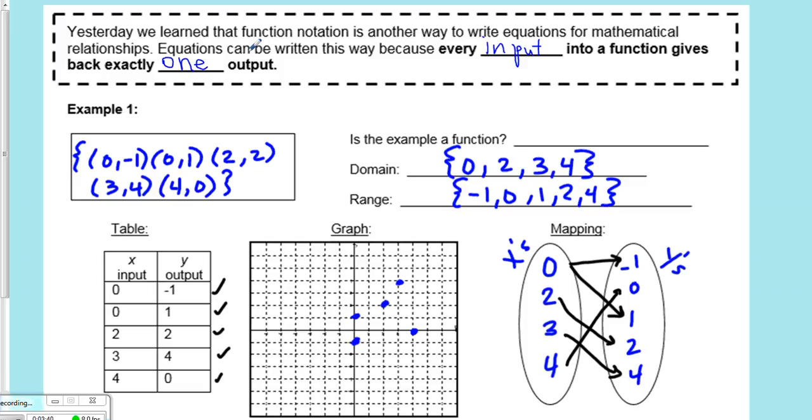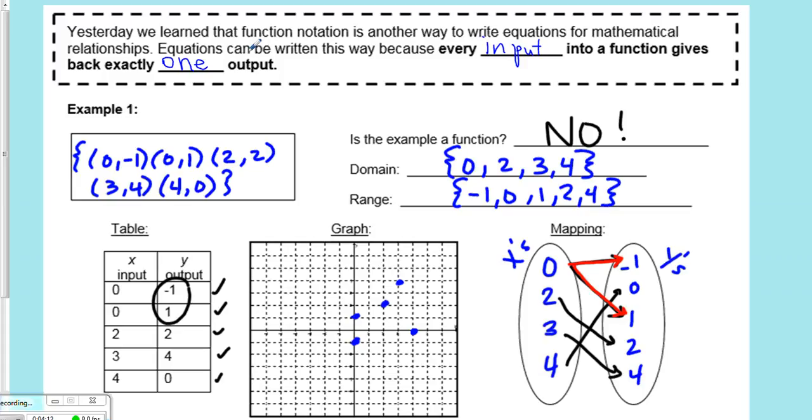But now, if I say my input is 0, what does your answer become? This one is harder to tell because we have two answers here, right? We have negative 1 and 1 as potential answers. We don't want that. Okay? That right there is what tells me this is not a function. Because the input of 0 gives me two outputs. I feel like this is easiest to see in the mapping. Okay? I can see right here that Mr. 0 here has a line going to negative 1 and a line going to positive 1.